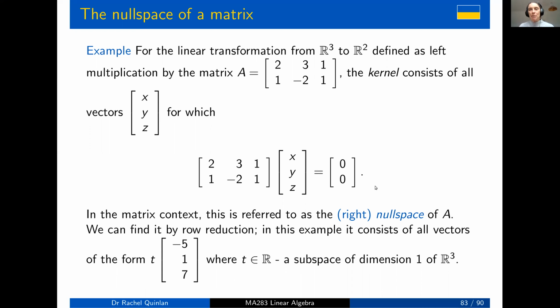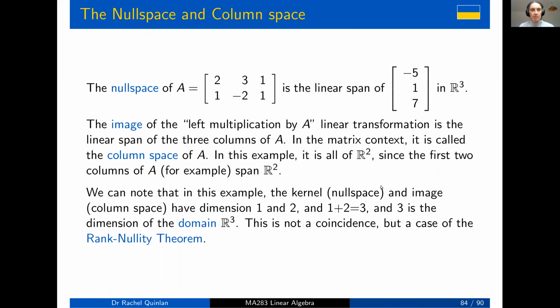But the piece of terminology from this slide which is important is the concept of the null space of a matrix. Okay, so the null space and the column space of a matrix are two related concepts. The null space of a matrix, sometimes referred to as the right null space, is the set of all vectors which give you 0 when you multiply them on the left by the matrix. So it's the kernel of the linear transformation defined as left multiplication by the matrix.